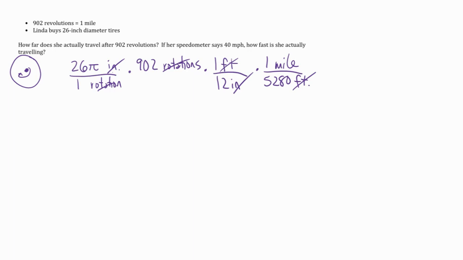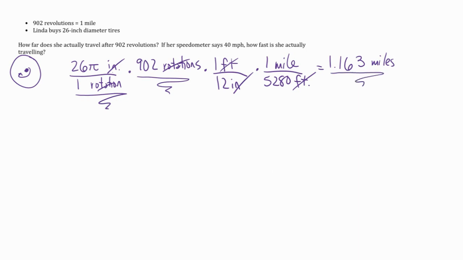And I get 1.163. So remember in my class, you have to round everything to 3 decimal places. So I get 1.163 miles. So again, 902 rotations with this tire size is 1.163 miles.